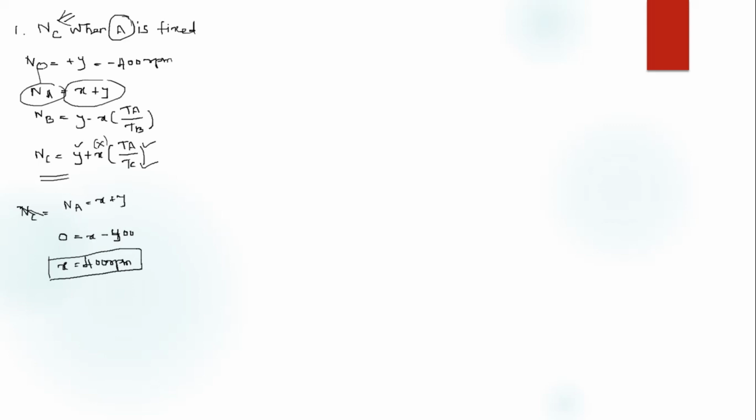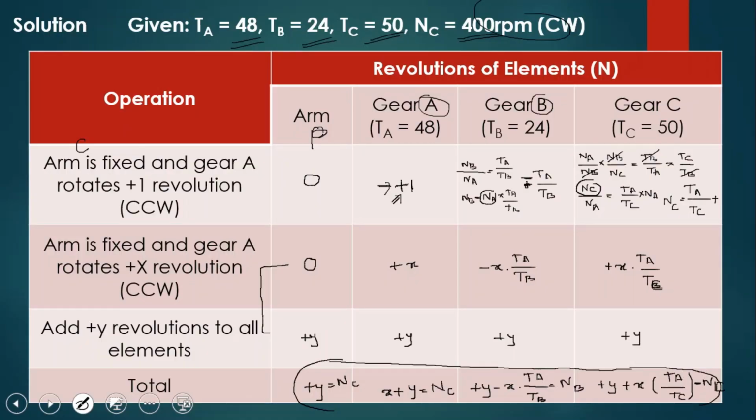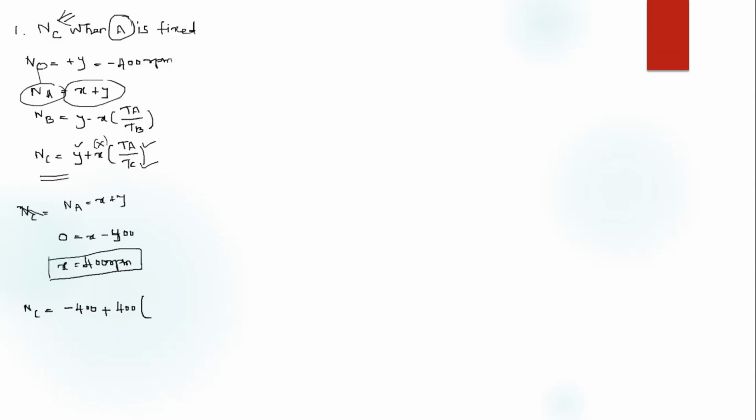Now, substitute in this equation. So, N_C is equal to y, what is the value? Minus 400, plus 400 into, what is the value of T_A? T_A is equal to 48 divided by 50. 48 divided by 50 is equal to 0.96, right.